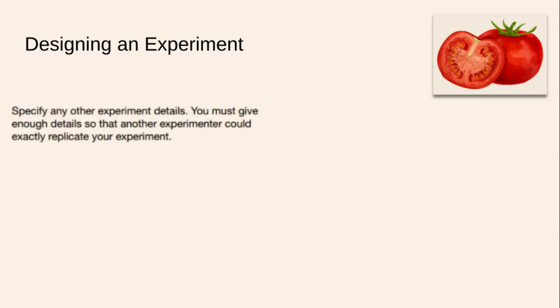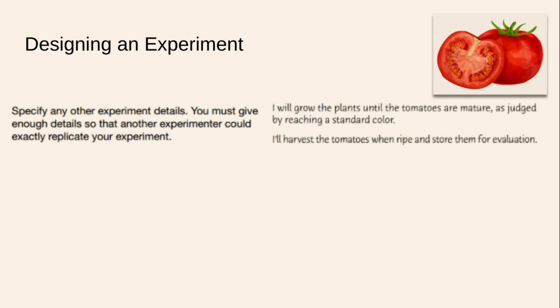Then we want to specify any other experiment details. And this is just kind of an odds and ends section, right? So we grow the plants until the tomatoes are mature. We don't want to test the tomatoes prematurely. And as judged by reaching a standard color, harvest the tomatoes when ripe and store them for evaluation.